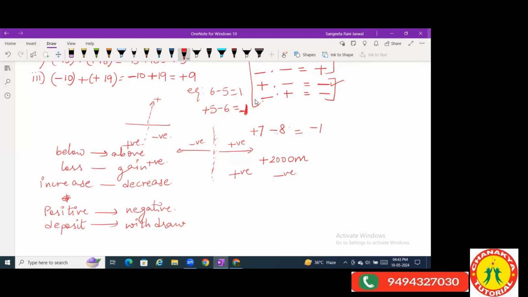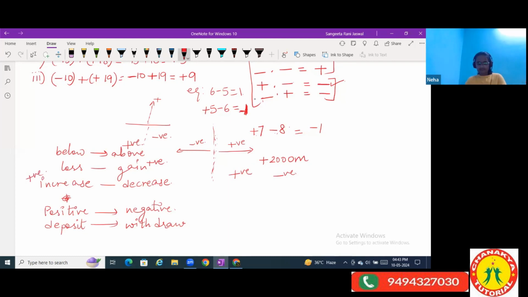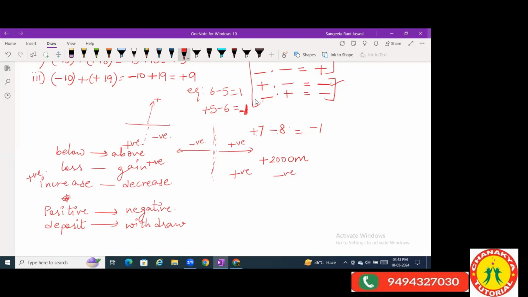Suppose in your previous test you got 5 marks. So this time you have got 10 marks. So that is an increase in your marks. Something that is adding on. Okay, that's again positive. Are you understanding? Yes, ma'am.